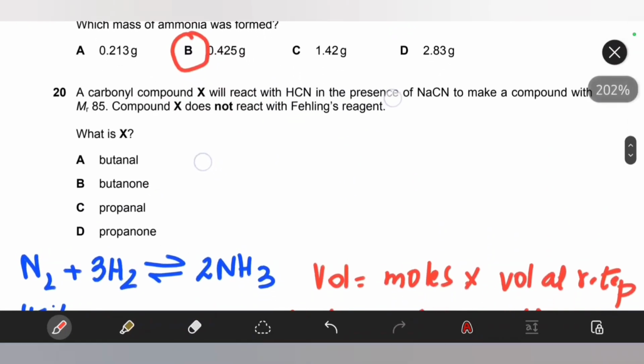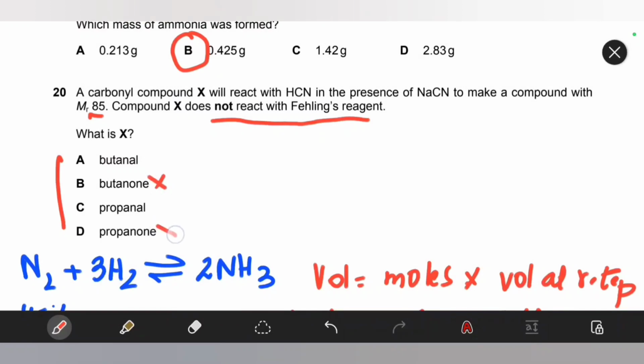Moving on. A carbonyl compound X will react with HCN in the presence of NaCN to make a compound with MR 85. Compound X does not react with Fehling's reagent. Just reading this, you should be able to cancel out some options from these. Since compound X is not reacting with Fehling's reagent, it must not be an aldehyde. So butanone is cancelled out, propanone is cancelled out, because ketones never ever react with Fehling's reagent. Only aldehyde does.